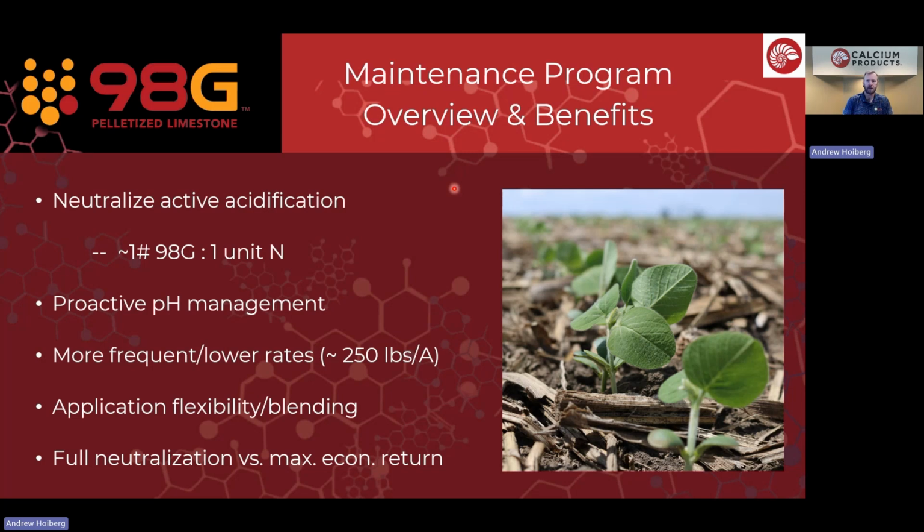One of them is represented here, and this is what we call the best economic return on the investment of the application, and that's 1 pound of 98G per unit of nitrogen that gets applied. So if you put out 200 units of nitrogen, 200 pounds of 98G would be your recommended application rate to offset that within the season. Now, that's not going to completely offset all of the acidification that could come from that nitrogen application. We do have full neutralization rates. It's more like 1.5 to 2 pounds of 98G per unit of nitrogen.